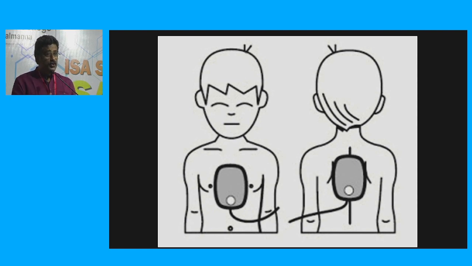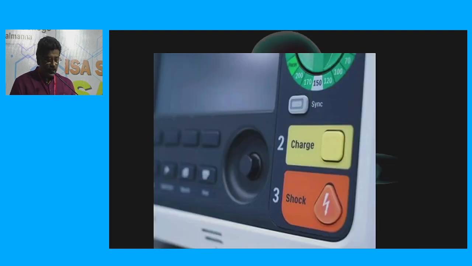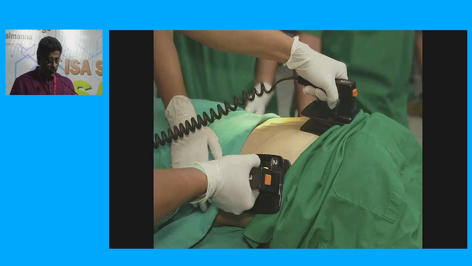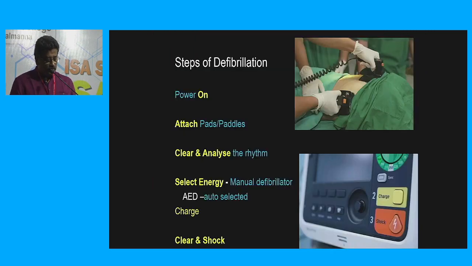So if you are using pads, the charge button will be on the machine. Shock button also will be on the machine. But on the pads, if you look, the yellow one is the charge button, and the orange one on the two paddles is the shock button. So the charge button will be seen only on the right one, that is the apex one. So these are the steps which everyone knows.